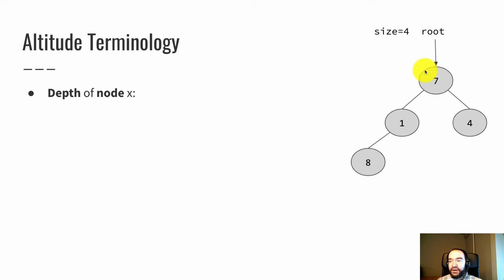Depth is based on how deep you are digging down from the root. So the depth of node X is the number of edges between X and the root. For example, 8 is down here. 8 is at depth 2 because to get from the 8 back up to the root, I need to follow one edge right here and a second edge. So depth is 2 for 8. The root has depth 0 because if you start at the root, you're already there. You don't need to follow any edges to get to the root.